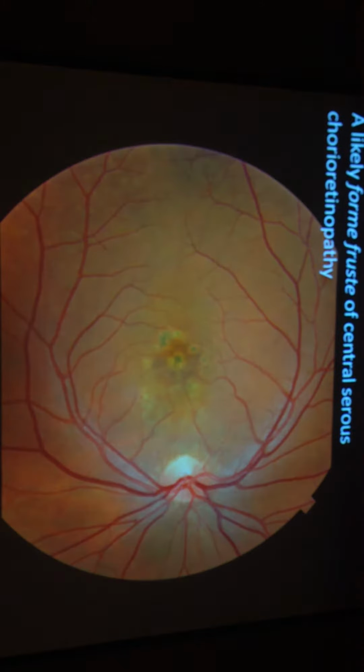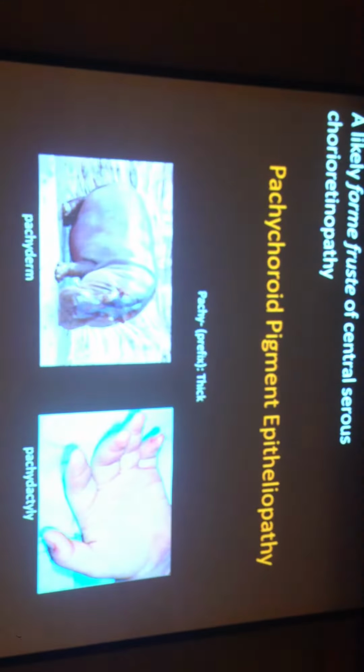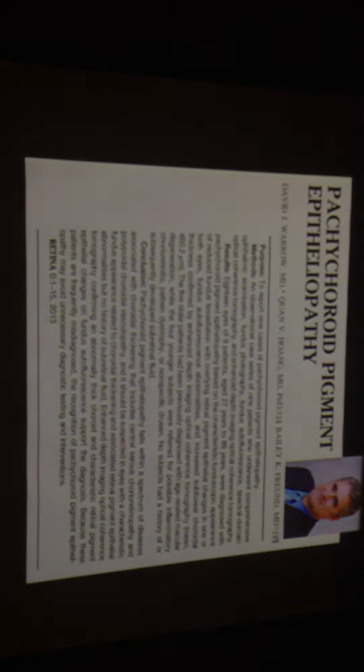So they thought it more likely that this would be a forme fruste of central serous actually. So they thought to call it a different name, and that's how pachychoroid pigment epitheliopathy came about, because the prefix pachy means thick, and this was a pigment epitheliopathy. So Warrow and Freund published this paper in 2013 and described patients with these RPE changes overlying thick choroid and dilated choroidal veins and vessels, but with no evidence of any subretinal fluid or CSC.